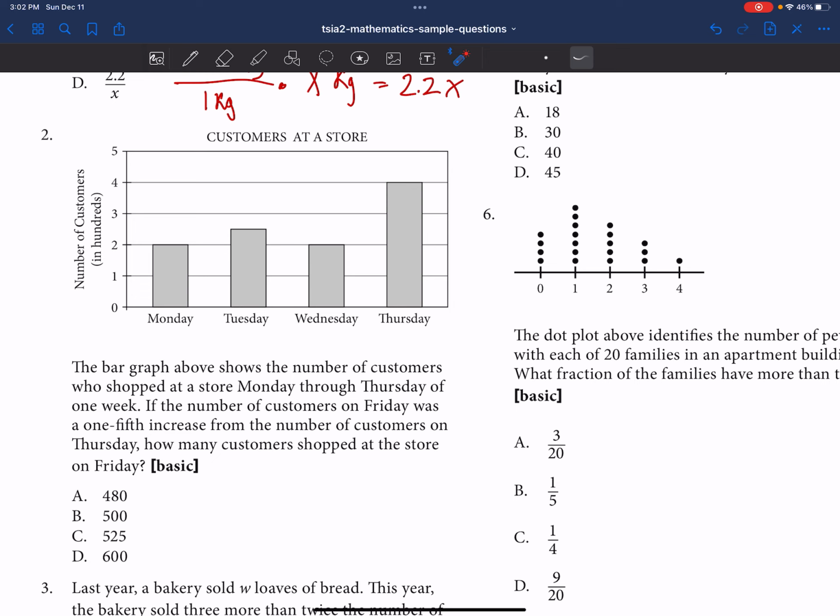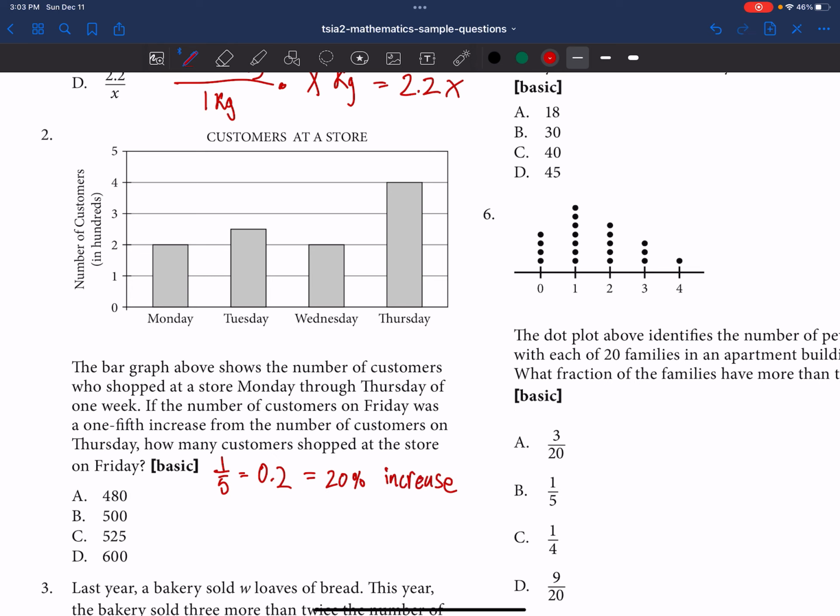Now, do notice, right, this thing goes up to 4, but this is the number of customers in hundreds, so it's 400. So the key here is a 1/5 increase. Now, a 1/5 is like 0.2, which is a 20% increase. So what does a 20% increase look like?